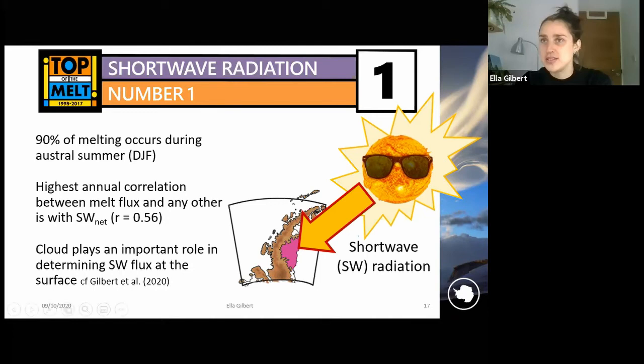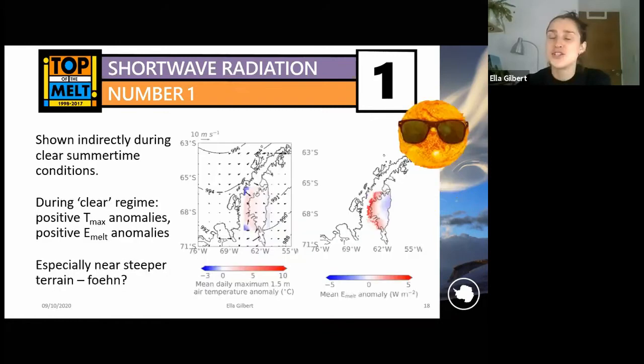If we consider it annually, the highest correlation between melt flux and any other flux is with shortwave net radiation. And cloud plays quite an important role in determining the amount of shortwave radiation that we receive at the surface, which is nice for me because it's consistent with the paper that we published earlier in the year. So that's nice to see the translation across. Now, I mentioned that cloud can influence the amount of solar, but let's look at the effect of shortwave on the ice shelf and melting.